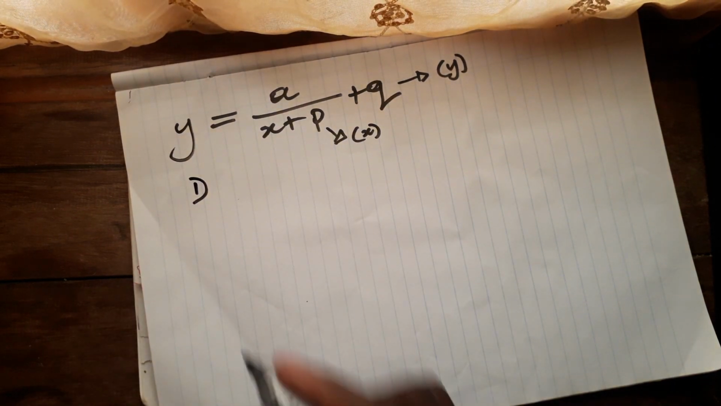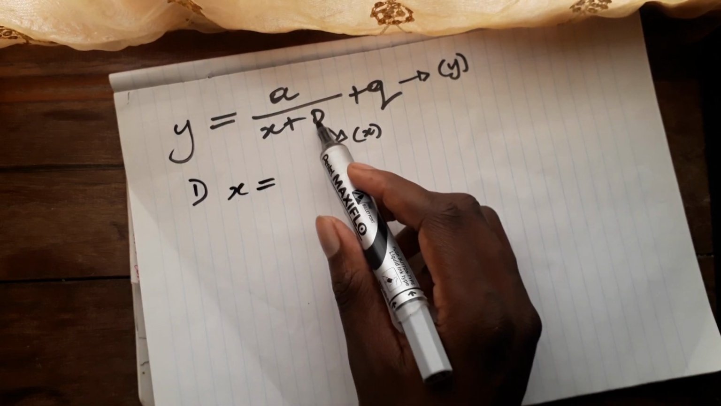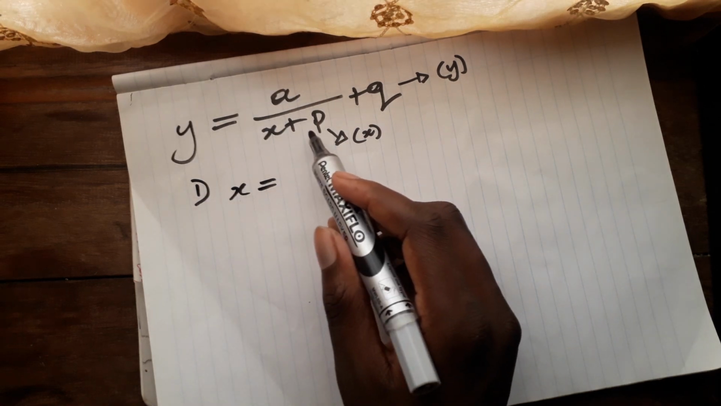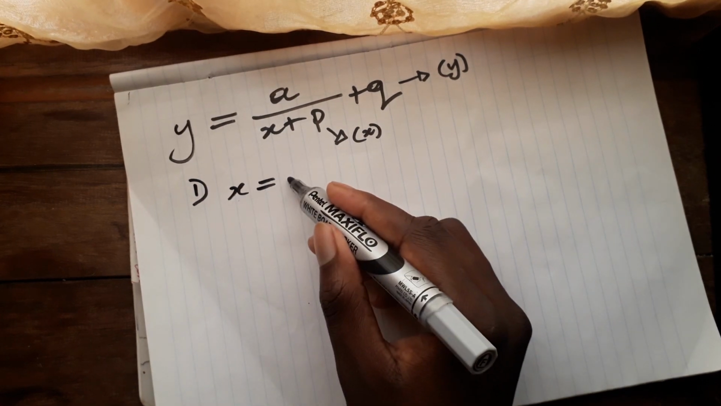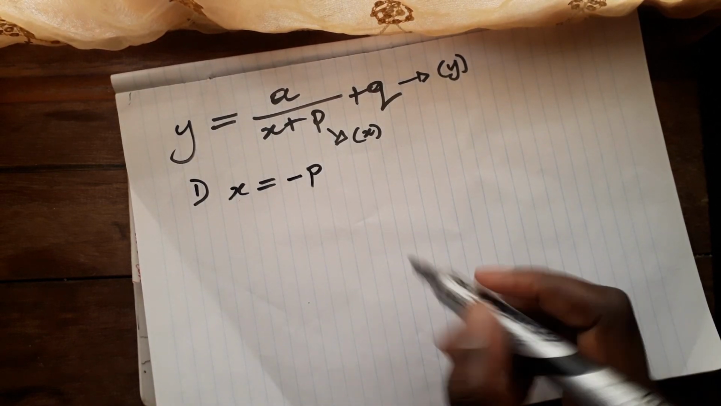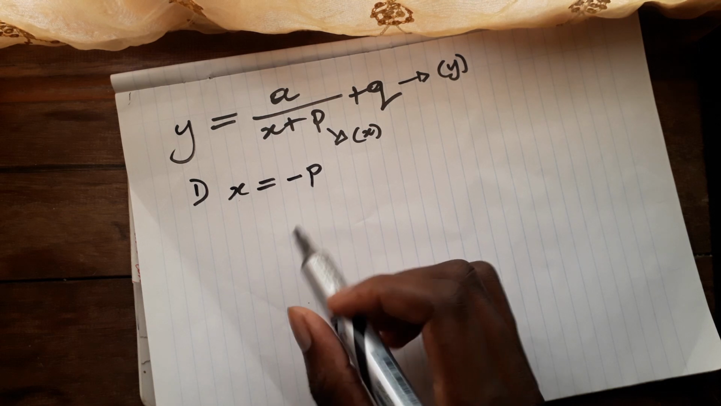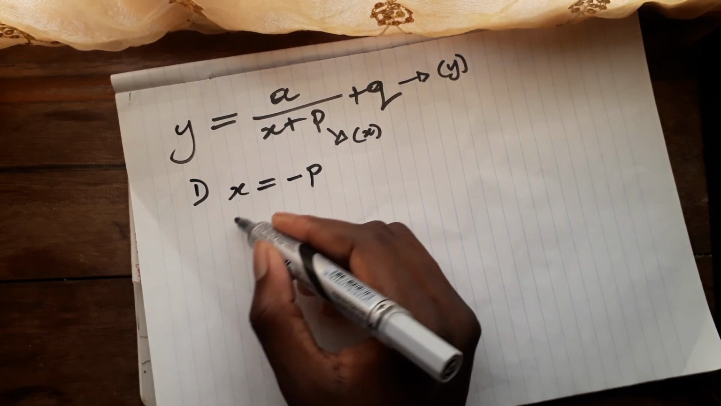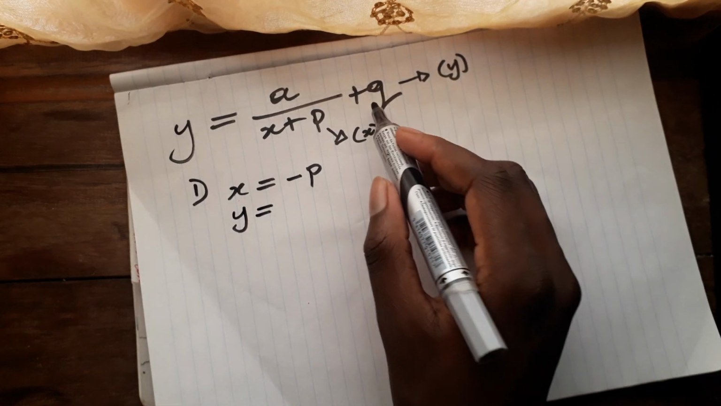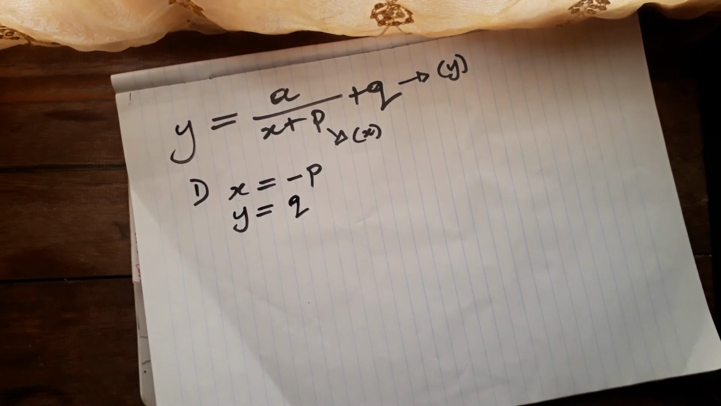So we are going to say x is equal to this one, which is p. But if p is positive here, it means that you are going to write negative p here. When it's negative, it's supposed to be positive here. And then the horizontal asymptote is y equals q. On this one, you don't change its sign. You just take it as it is.